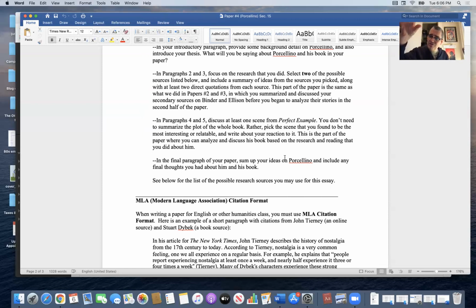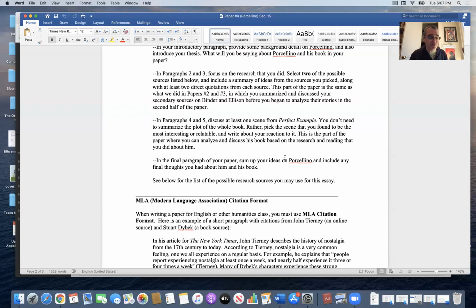So remember, introduction with a thesis, the research part of the paper, which is paragraphs 2 and 3, where you're acknowledging, quoting from, and summarizing and discussing the sources that you used. The analysis in the second half of the paper, where you're taking what you learned and discussing from your point of view and your opinion what you thought of a particular scene from the book. And then a conclusion where you sum everything up.